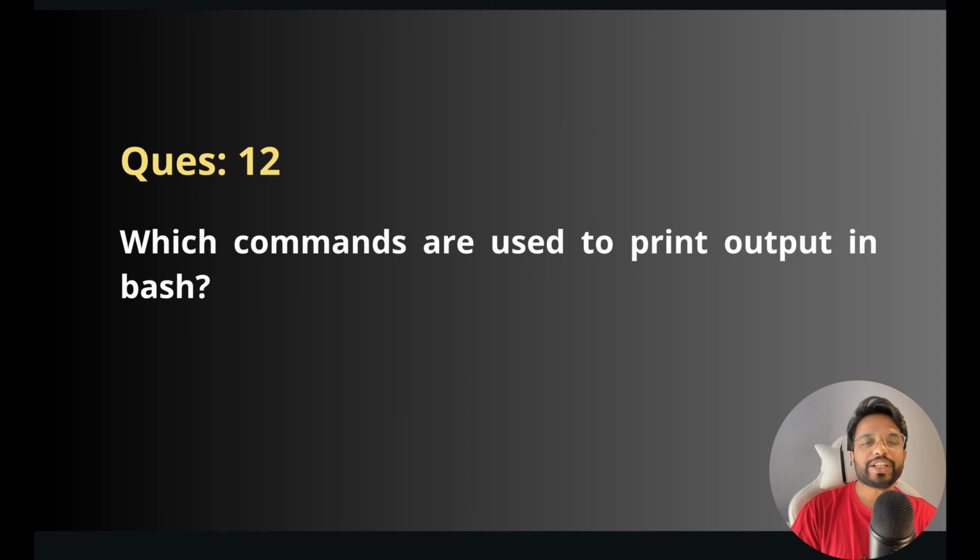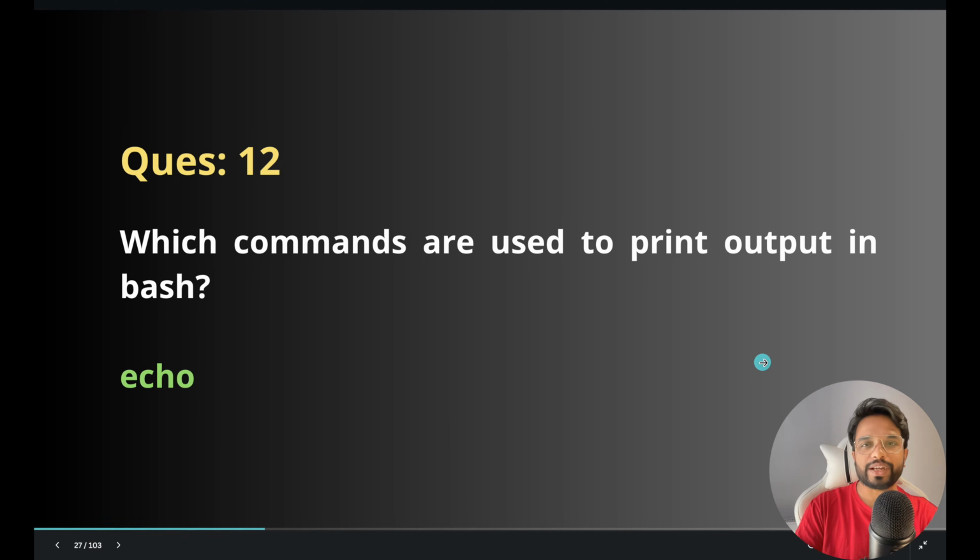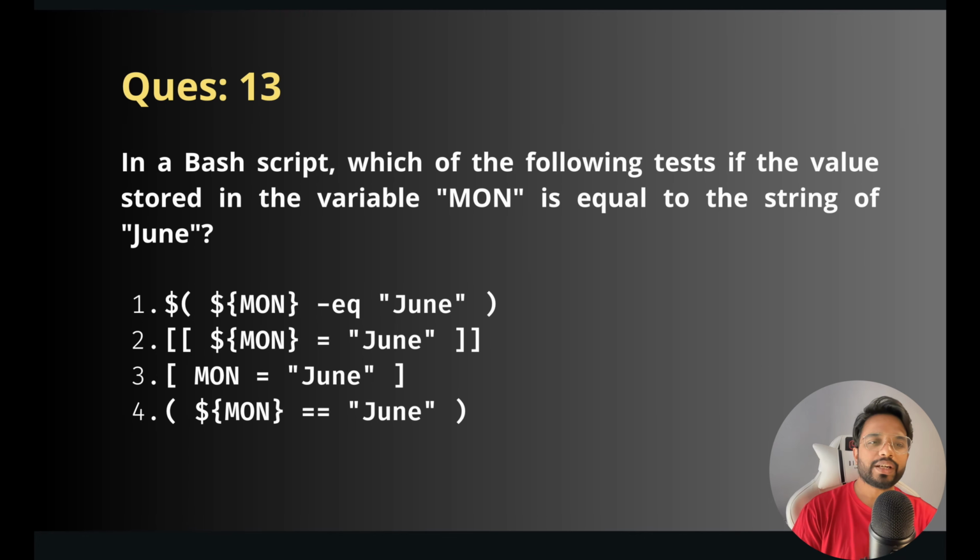Question number 12. Which commands are used to print output in the bash? It is the simplest one, the echo command. So we have already seen an example. Question number 13. Again, multiple choice. In a bash script, which of the following tests if the value stored in variable mon, meaning month, is equal to the string June? So what is the correct syntax to check if the value of mon is June or not? So here are 4 options. So this is the correct syntax of checking the values.